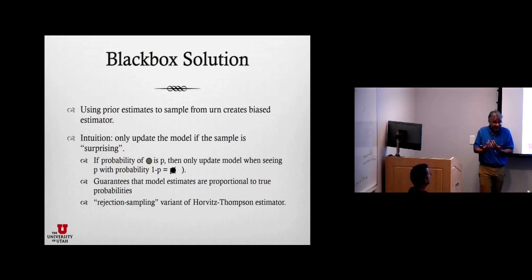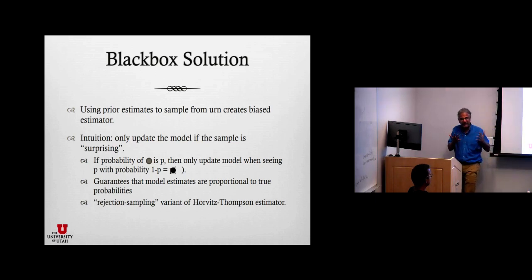And of course, you already have the model, so you know what the model is expecting you to see in any area. So again, there's a formal way of seeing much of what I just said. You can think of it as a rejection sampling variant of a Horvitz-Thompson estimator, where you basically don't take all your observations seriously. You throw some of them out if you think that they're redundant.